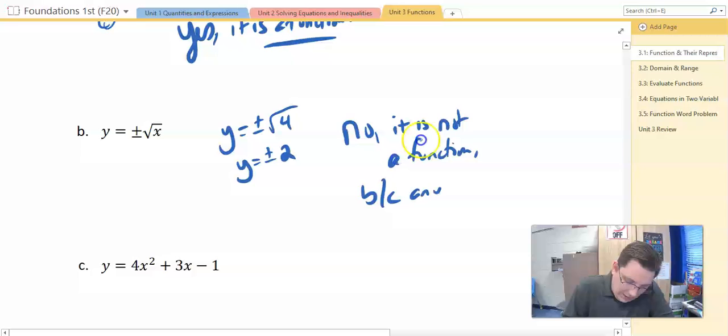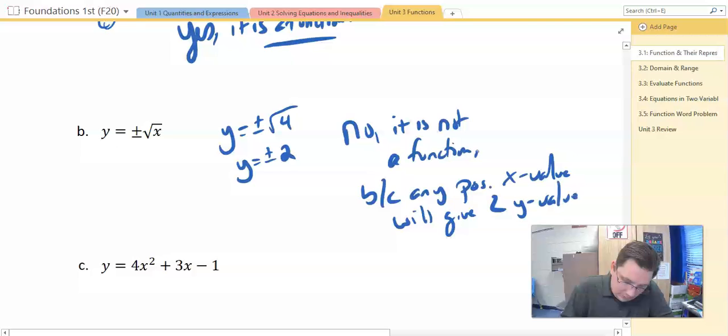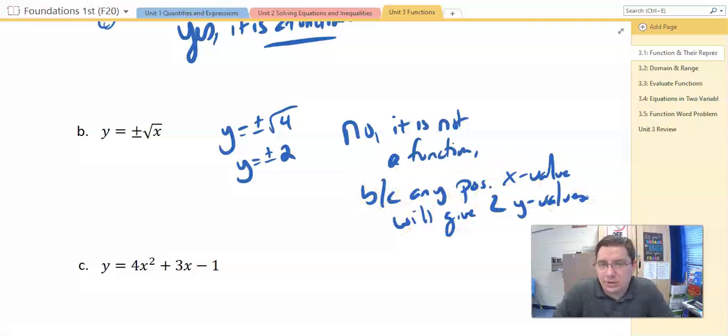Because any positive x value will give two y values. Okay? So again, it's not a function because any positive x value that I substitute in here will give me two y values, one being positive and one being negative. So it's not a function.